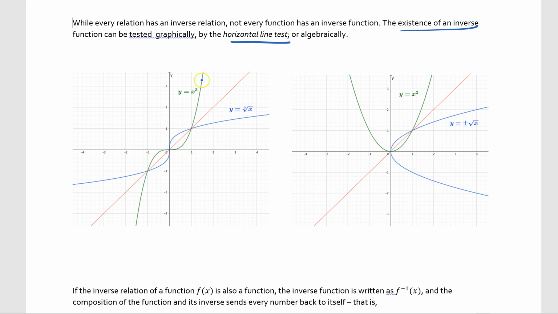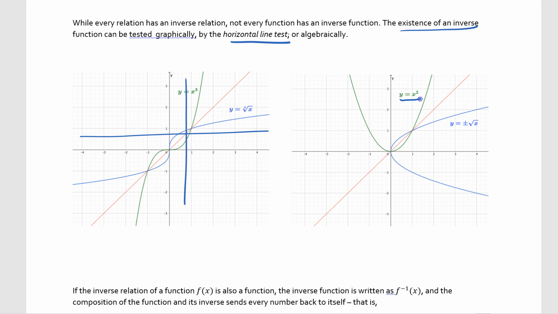So if we look at this function that we had up above, y equals x cubed, it is definitely a function. It passes the vertical line test. And if we look at the inverse function down here, it passes the horizontal line test. So a horizontal line doesn't cut in any more than 1 point.